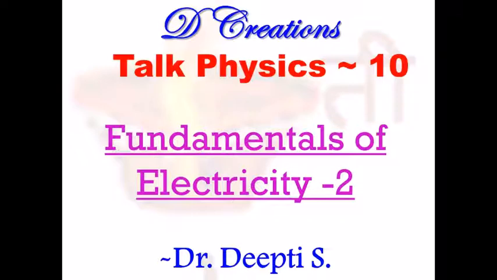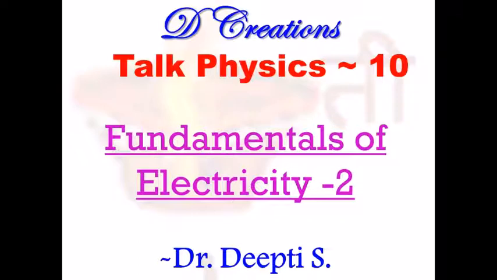Unit of charge is coulomb. A charge of an electron is 1.6 into 10 raised to minus 19 coulomb. This means that 1 coulomb of charge is equal to the charge on 6.25 into 10 raised to 18 electrons.